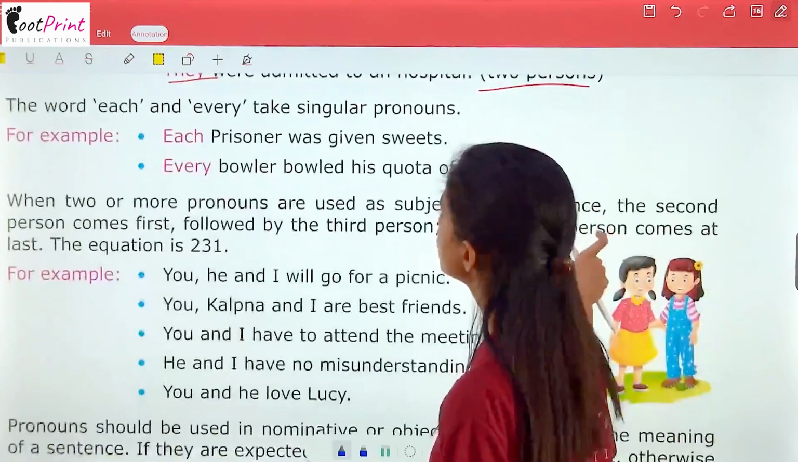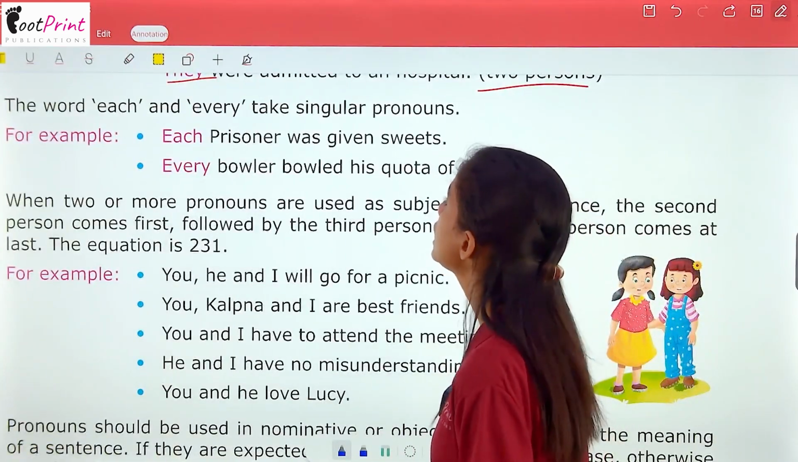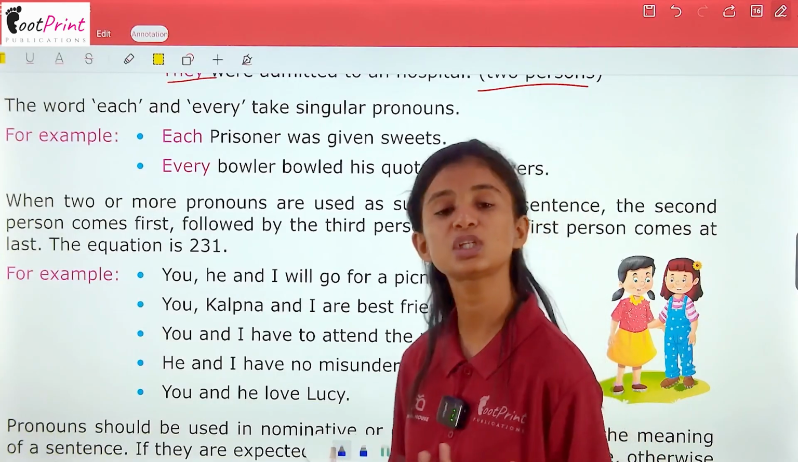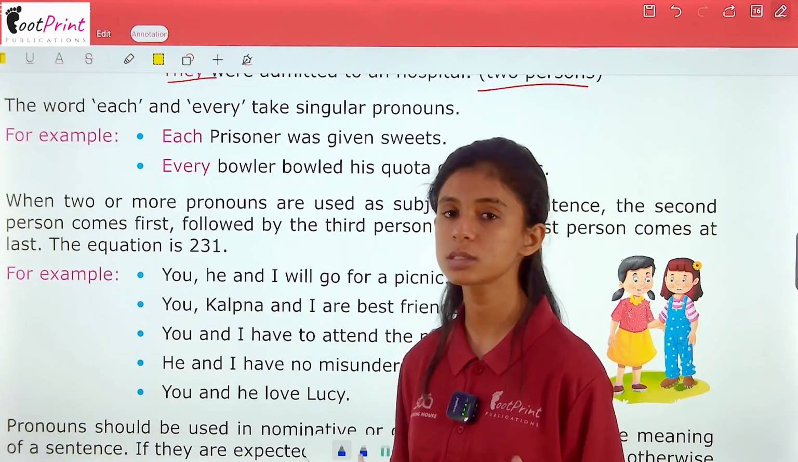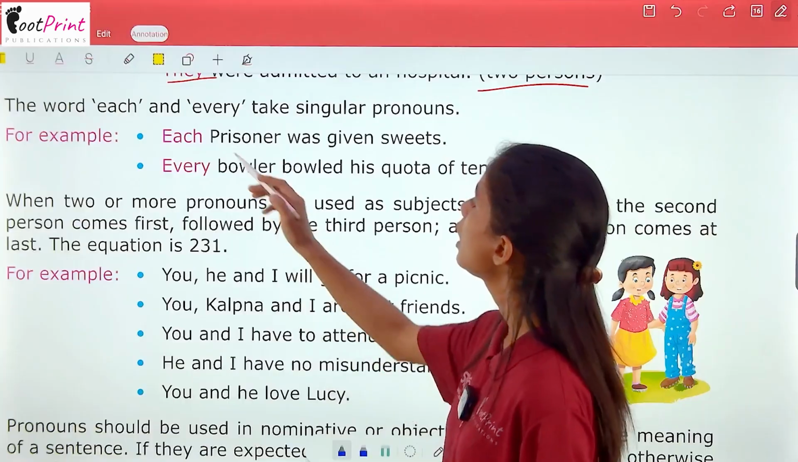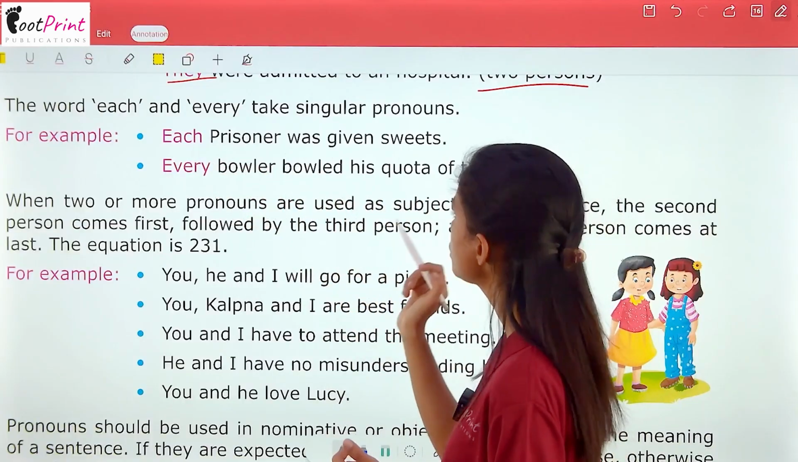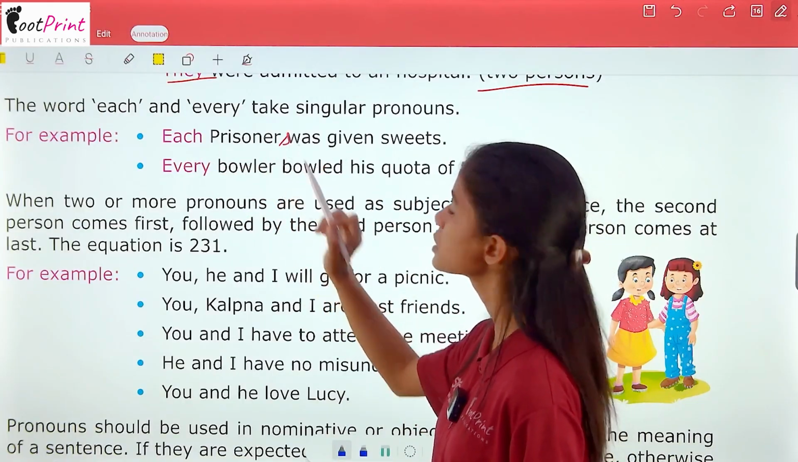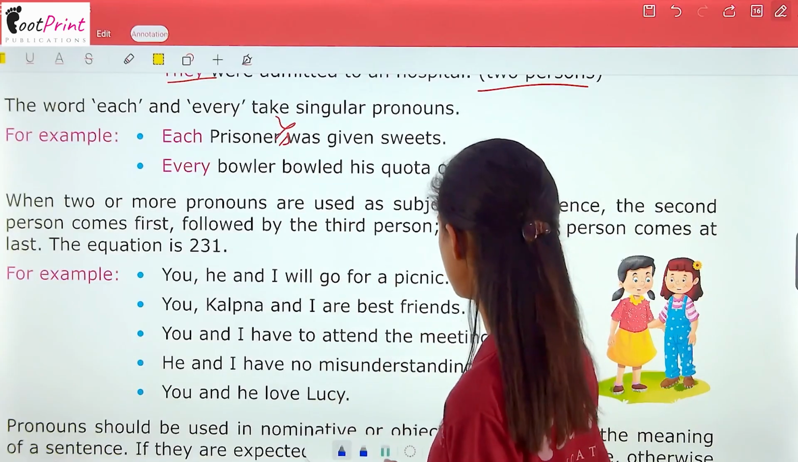The words each and every take a singular pronoun. Each and every are used with singular ones. For example, every prisoner was given sweets. Now we are not using prisoners here. It will be wrong. Alright.